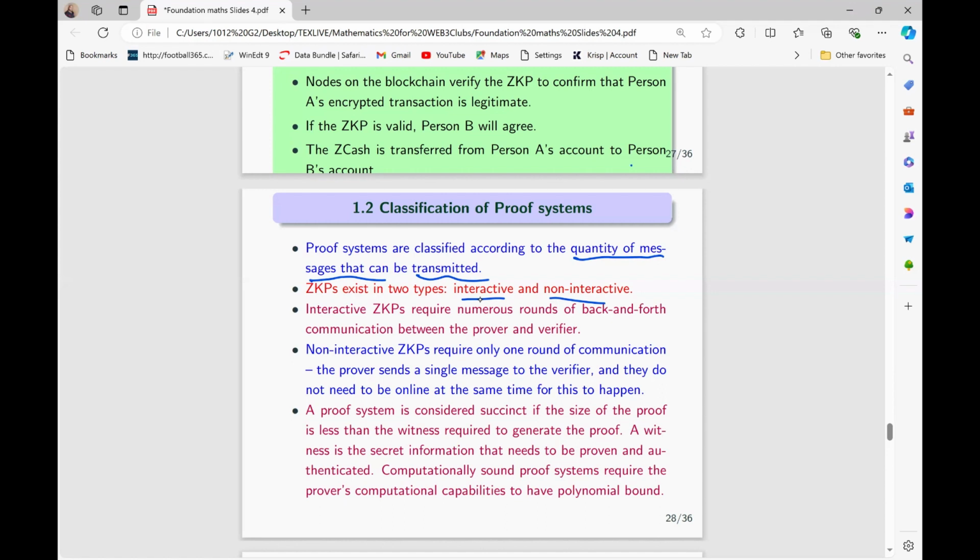Of course, from the word interactive, interactive zero knowledge proofs require numerous rounds of back and forth communication. What that means is this. For instance, yesterday I gave an example where Alex was working with Wanjiru, and Wanjiru claims that by looking at a tree, she can instantly tell the number of leaves on the tree.